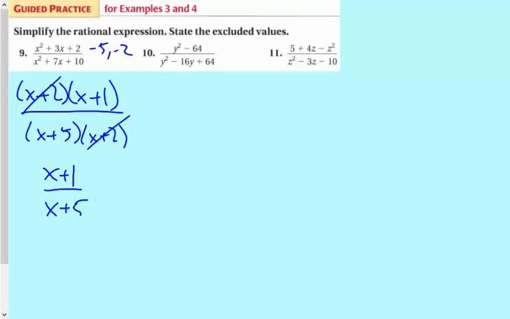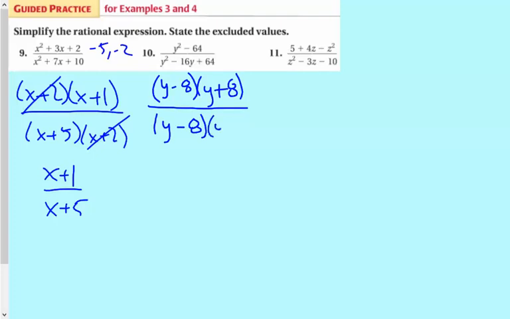All right, the next one, that is a difference of squares in the numerator, -8 and +8. They multiply to -64, but they add to 0. And then on the bottom, -8 times -8 multiplies to 64, but adds to -16. The excluded values are 8 and 8, but you'll need to write that down once. Y minus 8 reduces, and you have y plus 8 over y minus 8 for your final answer.